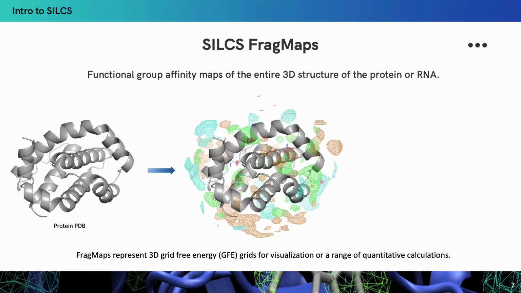Now, we can visualize these FragMaps in reference to our starting structure, visualizing different FragMaps that represent apolar, hydrogen bond donor, hydrogen bond acceptor, and positively and negatively charged regions, which can be quickly analyzed for qualitative assessment of your target. Additionally, different GFE levels allow for regions that will bind the specific chemical class most tightly to be identified. Unfavorable regions may also be identified.